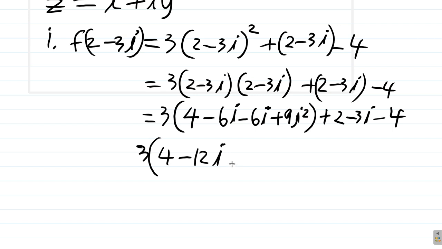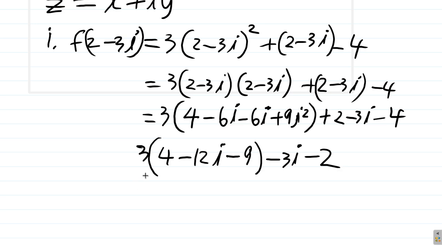Now remember that i is really the square root of negative 1, right? So in this case it is negative 9 that you have, right? Let's put the minus 3i here, and then the 2 minus 4 is minus 2. So that's a minus 2 there, right?